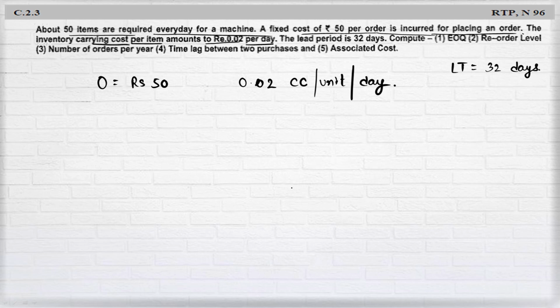Compute economic ordering quantity. For economic ordering quantity, I don't want per day. What is C? It is carrying cost per unit per annum. Is it alright? And how many days per annum? Alright. If nothing is given, I can assume 365 days is equal to 1 year. So C will be equal to 0.02 multiplied by 365.